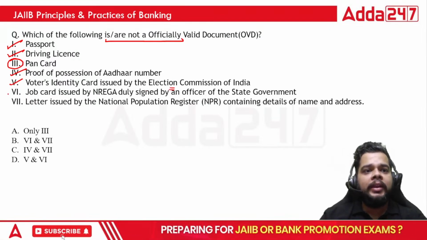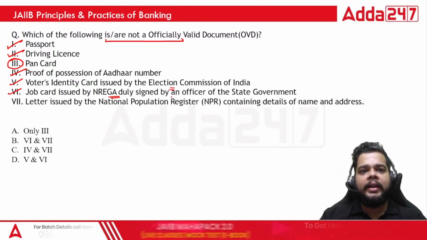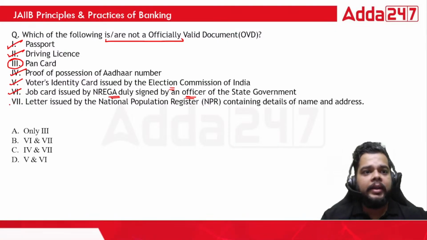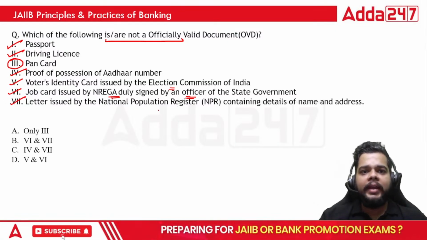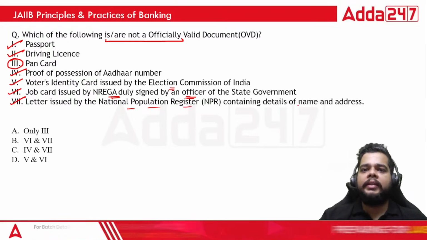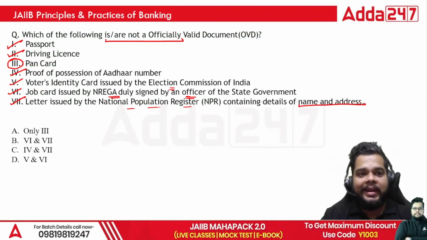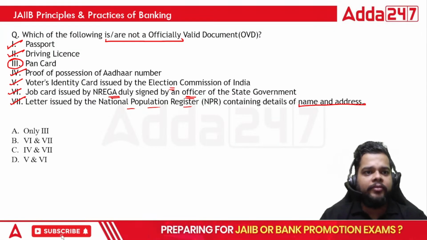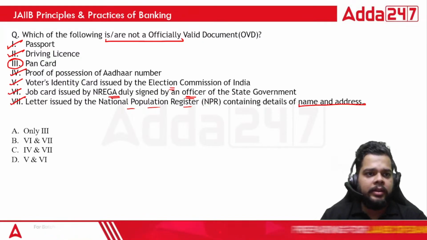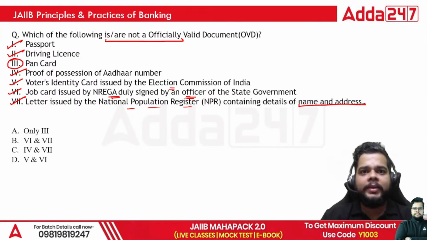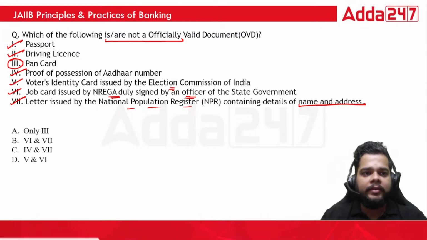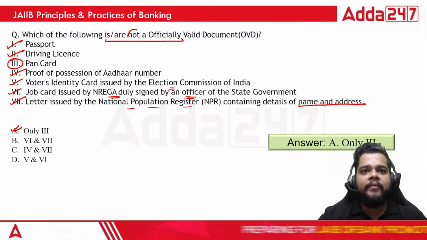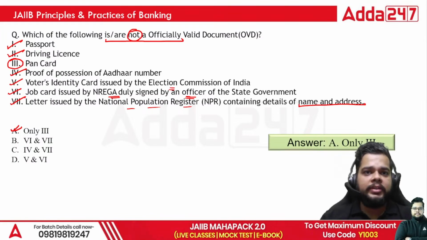Then we have the job card issued by NREGA, duly signed by an officer of the state government. Lastly, the letter issued by the NPR, National Population Register, containing the details of name as well as the address. So yes, I think that apart from PAN card, every other document which is mentioned, the rest 6 documents are the officially valid documents. So correct answer will be only 3. That is option A, because you are asked which of the following is not an officially valid document.